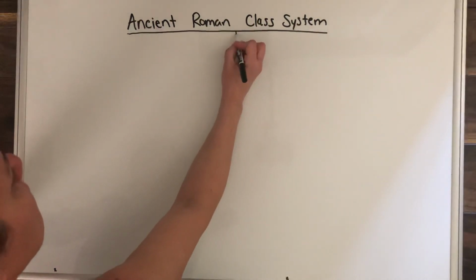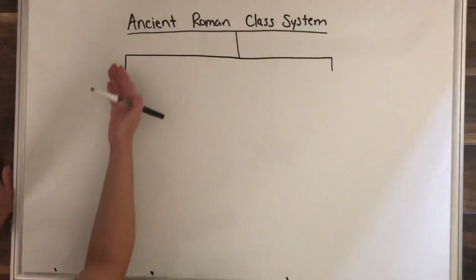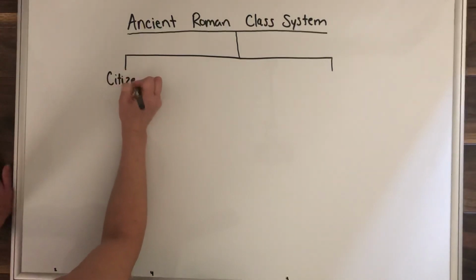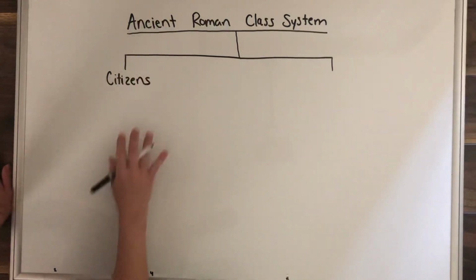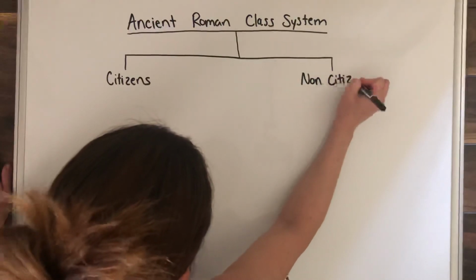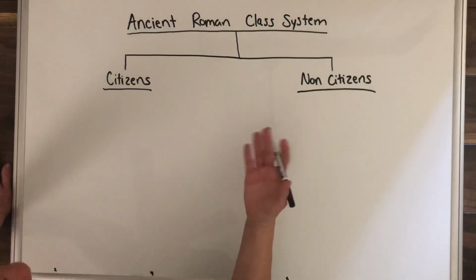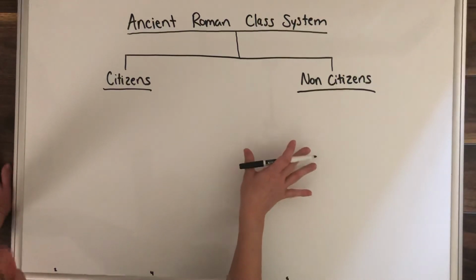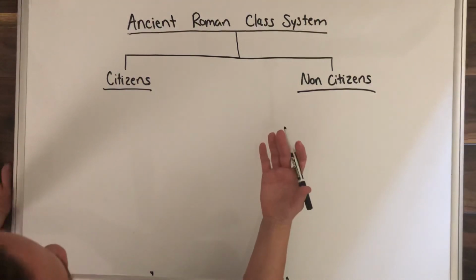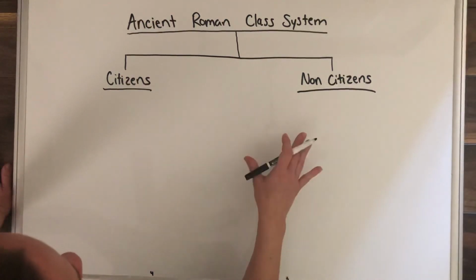So we're going to separate the class system really into two main parts. On the left hand side, these are our citizens. We're going to talk about those next. And over here, we're going to have the non-citizens. Now, I'm talking about the citizens and the non-citizens. I am only talking about males. I am not talking about any of the females because technically none of them were citizens. They were kind of more like property of whatever family they were born into. So we're talking about males here with the citizens and the non-citizens.